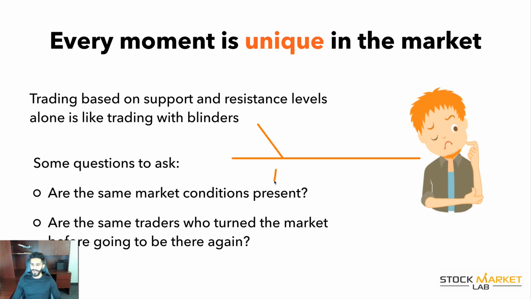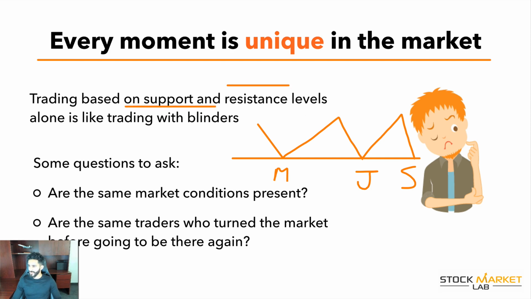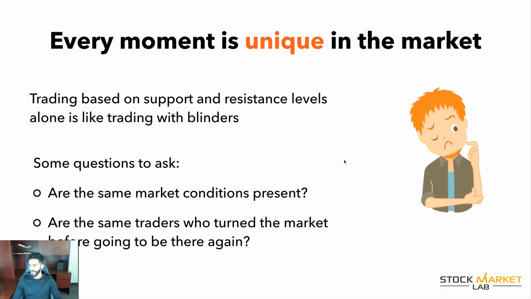So this could be, let's say, in March, this could be in June, and this could be in September. Every single touch on that support level is different. Different market conditions, different things are present. So you need to understand that every moment is unique in the market, meaning do not trade just off support and resistance levels. Do not do that.